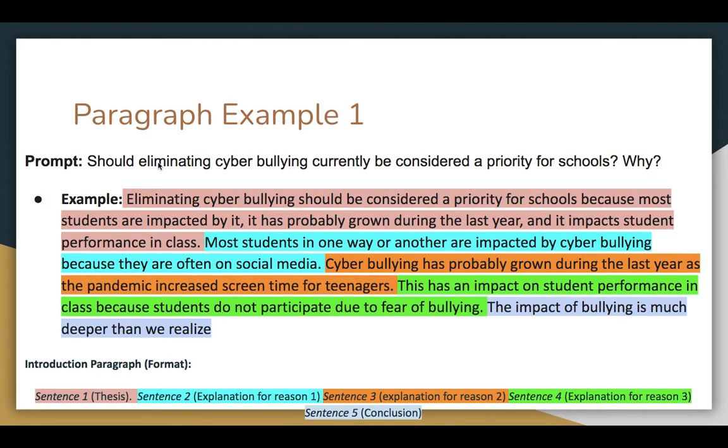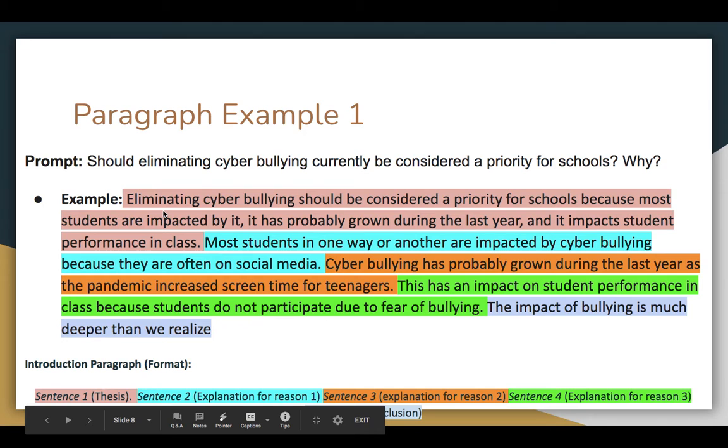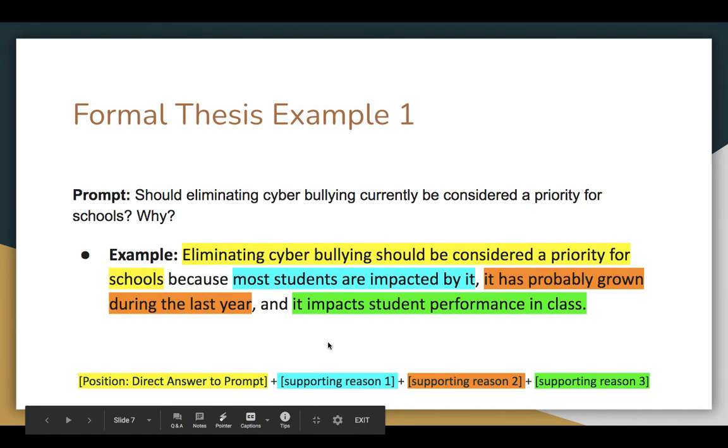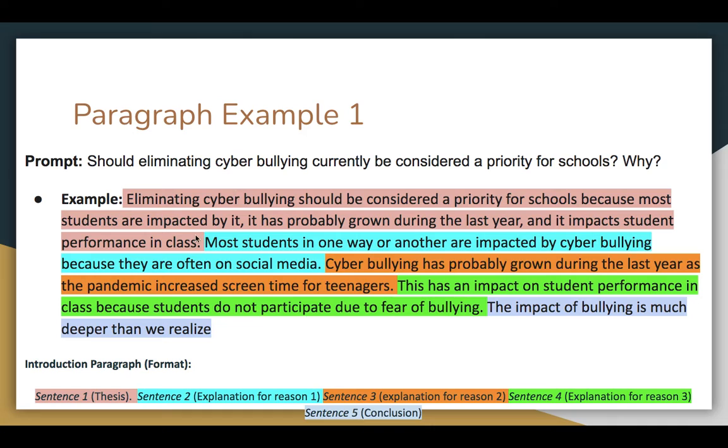And I will show you two examples. The next example I will show you after this one is taking the opposite position. But to focus on this very first sentence is the thesis as I follow this format. So I just use this whole sentence and I put it at the very beginning. Then I took the first reason that I used to support my position, which is that most students are impacted by it, and I wrote an entire sentence. Okay, this explains that first reason.